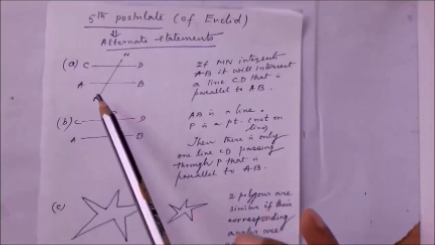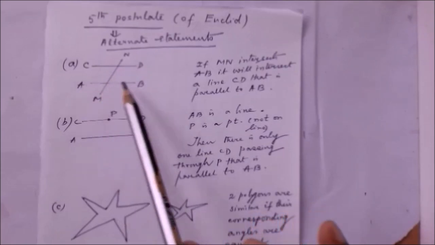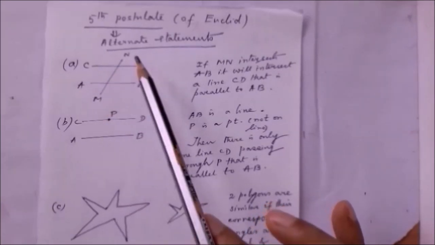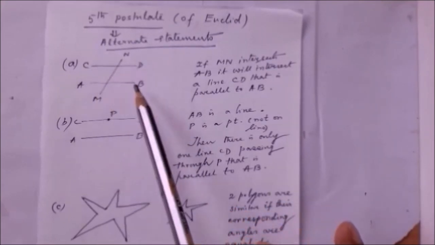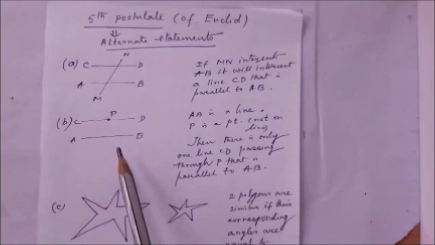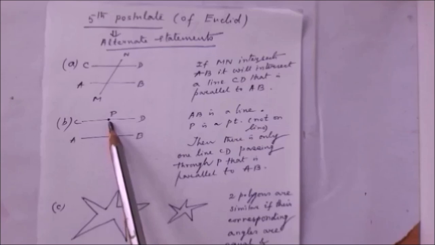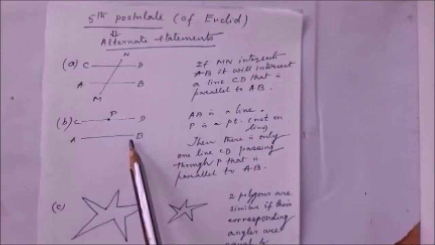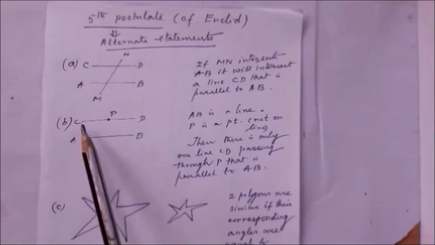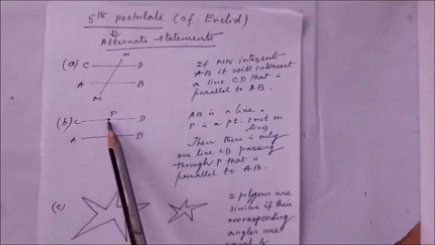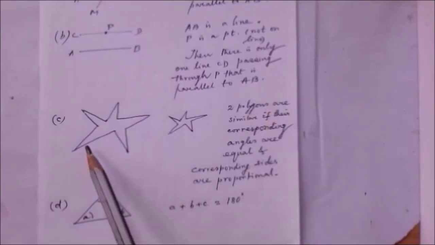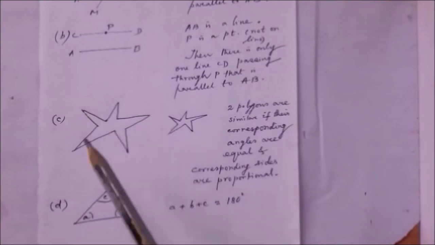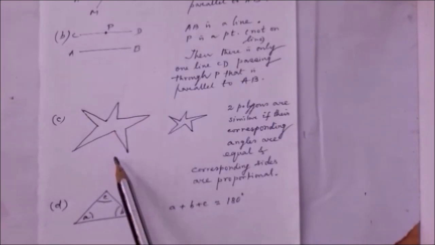In A, we say that if line MN intersects another line AB, then MN will also intersect another line CD that is parallel to AB. Now B says that if there is a line AB and there is a point P not on the line AB, then we can draw only one line CD through P which is parallel to AB. In C, the same thing has been said in the following fashion.